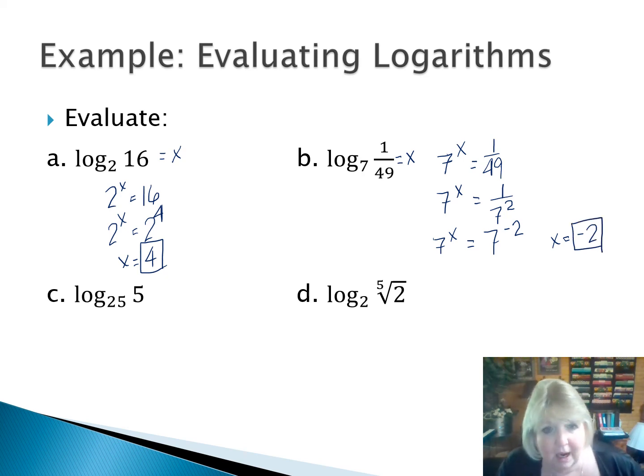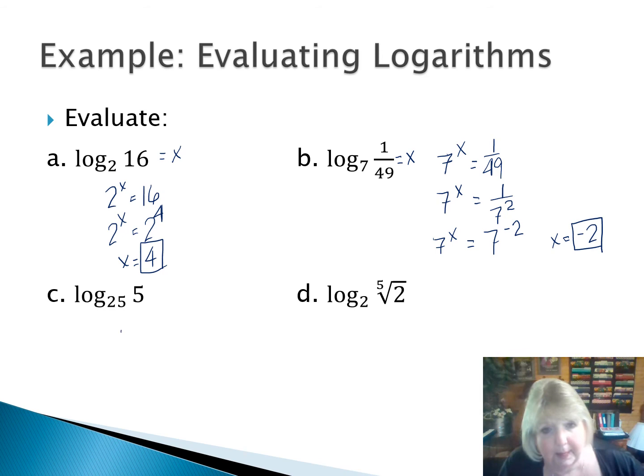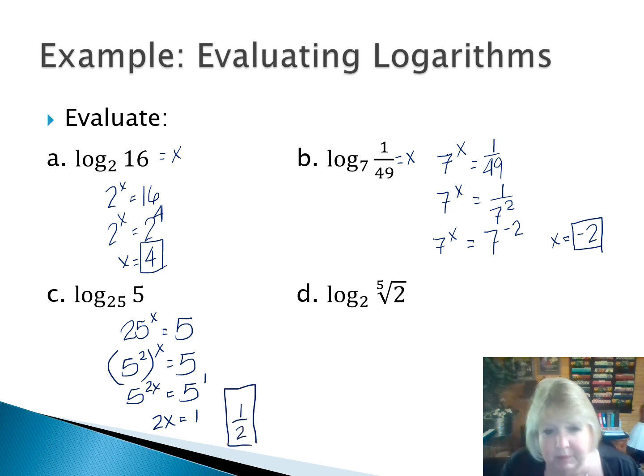Okay? All right, let's look at C. 25 to the x power equals 5. I'm going to write 25 as 5 squared, to the x power equals 5. That is 5 to the 2x equals 5 to the first. So 2x equals 1. x equals 1/2. Remember, the 1/2 power is the square root, so that does work.